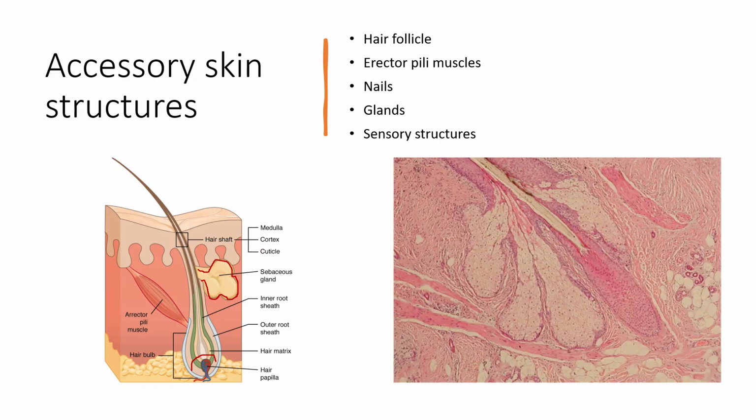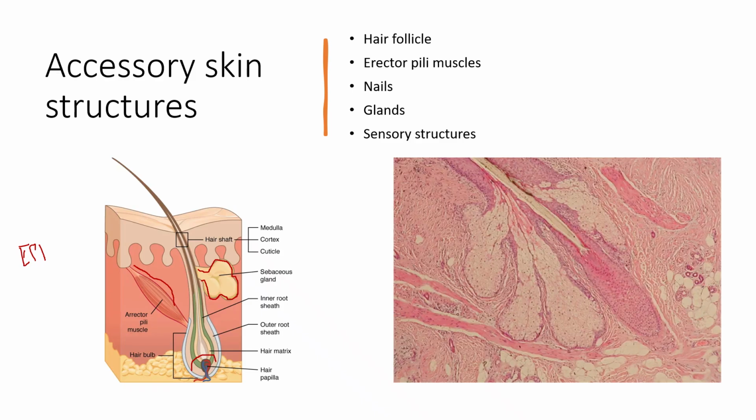The erector pili muscle is a muscle that exists alongside each hair shaft. And if you've ever heard the saying that when you get really scared, your hair stands up. Well, that's because these muscles are responding to epinephrine, and they have adrenergic receptors on them, which stimulate contraction of these muscles. And so the contraction of these alpha receptors that are on these erector pili muscles.